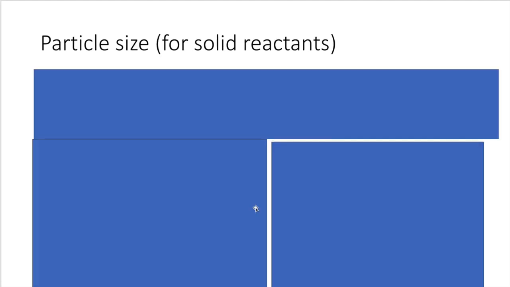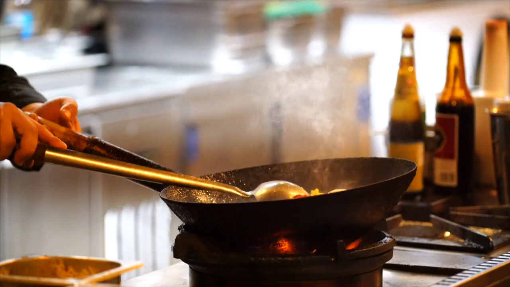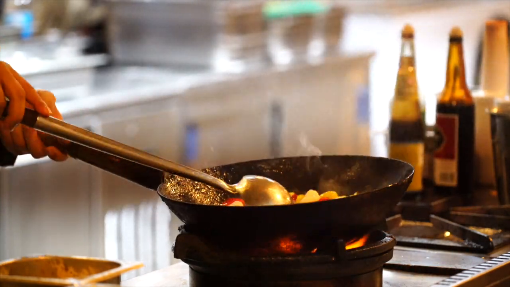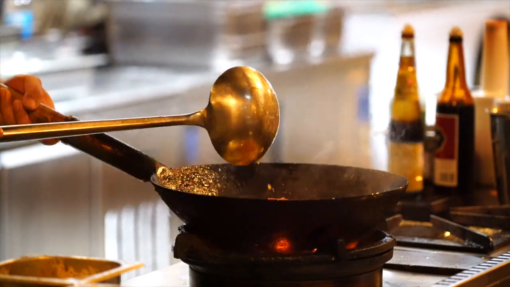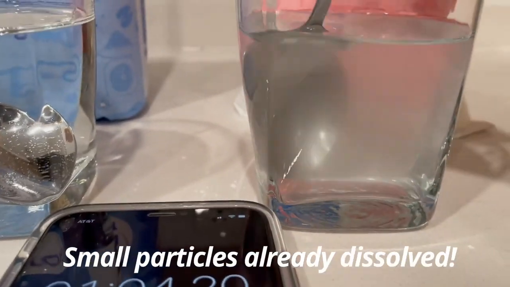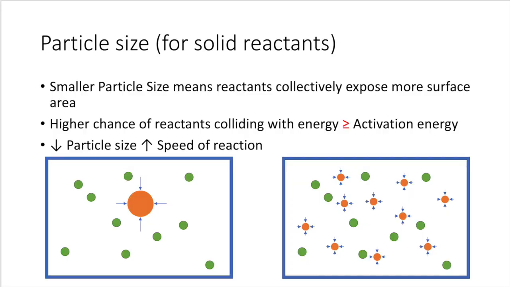Particle size, next one. This concerns the surface area that is being exposed to the system. A great example is if you cut ingredients into smaller pieces, they cook faster because there's more surface area to absorb the heat energy. If you try to dissolve rock sugar versus powdered sugar, the powdered sugar will dissolve a lot faster because the particle size is so small. They interact with water molecules a lot better. So decreasing particle size will increase the rate of reaction. This concerns solid reactants.